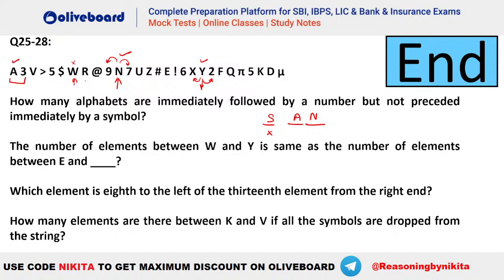Or where do we have alphabet number? Do we have anywhere else? You can see no. So the answer to the first question has to be 3. ठीक है, पहले का आंसर कितना आएगा? 3 आएगा. ठीक है. What about the second one?